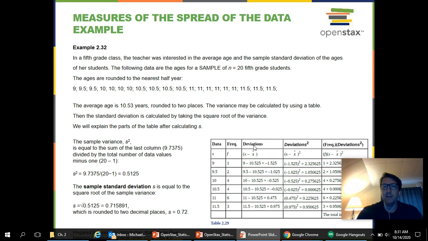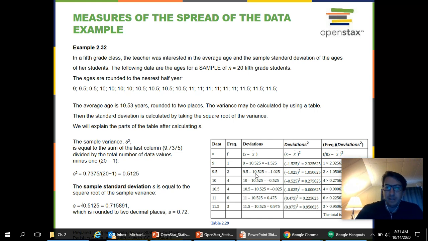The first thing we need to do is calculate the deviation, the distance from that age. The first one would be age 9 compared to the average, and 9 is about 1.53 years under that. So we take 9 and subtract. On here it looks like the actual average was 10.525. They must have rounded this one a little bit. So the deviation is the distance from the average. That's 1.525 years under the average, so that's why it's a negative there.